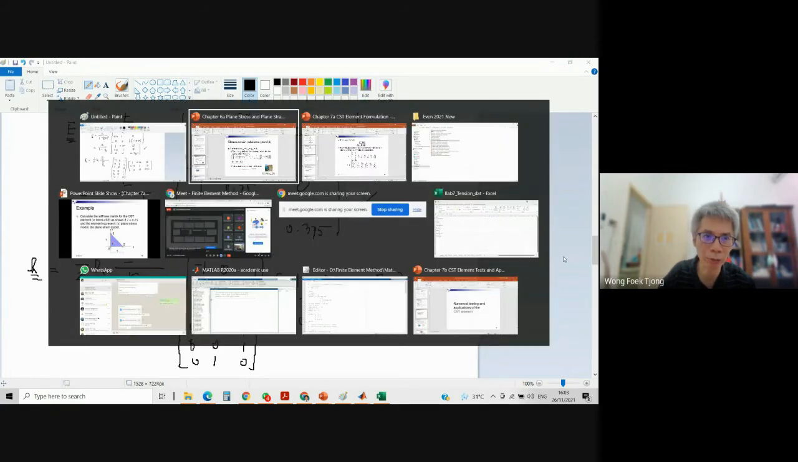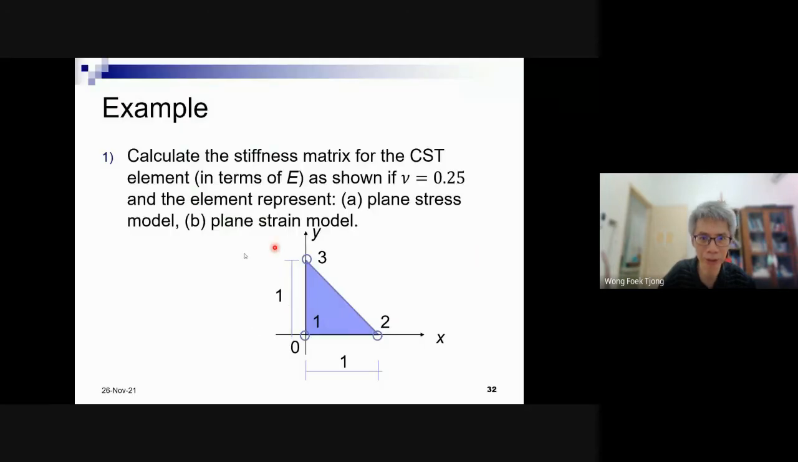So that's how to answer this question, the stiffness matrix. Any questions? Is it difficult? Easy, right? Not difficult. Just matrix multiplication, no integration. This is the benefit of the CST: we don't need to perform integration to calculate the stiffness matrix. Other elements need integral computation.